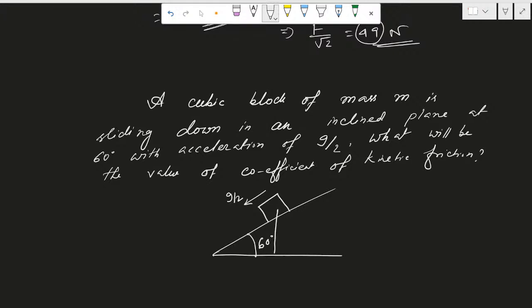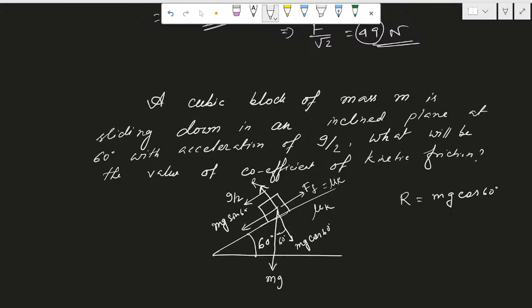Now we know, if this is the mass, this is mg, that is weight, and this will be mg cos 60, and this will be mg sin 60. And they have asked the value of mu k, the coefficient of kinetic friction. So how do we get it? Because it is coming down, friction will act in this direction, f of f, equal to mu into R, and here R is perpendicular to the plane. So R is equal to mg cos 60.